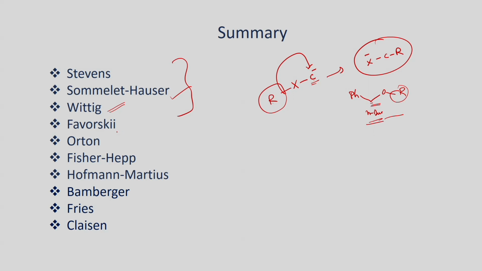Then we have seen the Favorskii rearrangement. If you have an alpha chloro ketone, in the presence of base it can undergo rearrangement. You can deprotonate this one and form a cyclopropanone intermediate, which in the presence of a nucleophile can open up, and you will be able to form an ester as the product. We have seen some examples. If you look at all these reactions, the rearrangement takes place through the electron-rich carbon atom.